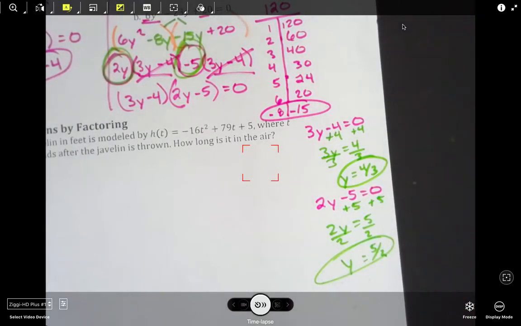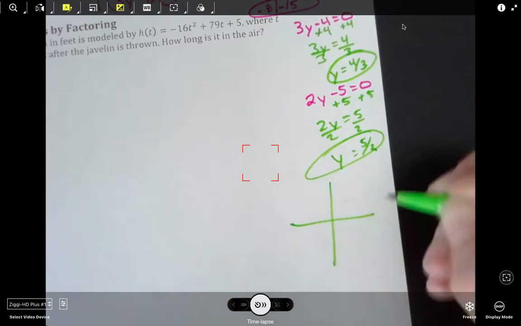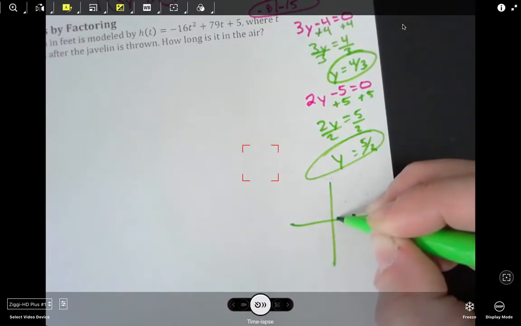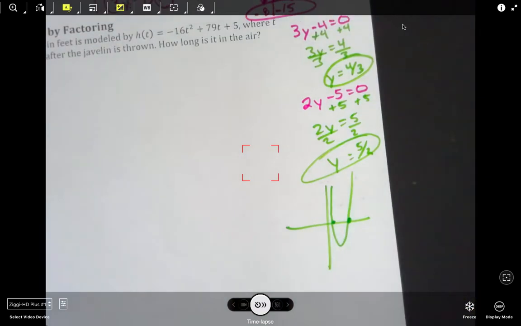Now, we haven't done this yet today, but what do those two numbers mean? The zeros, which mean this parabola crosses at 5 halves, which is about here, and 4/3, which is about there. So that's what he looks like.